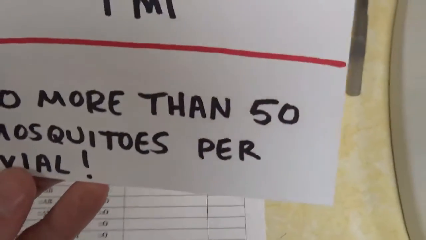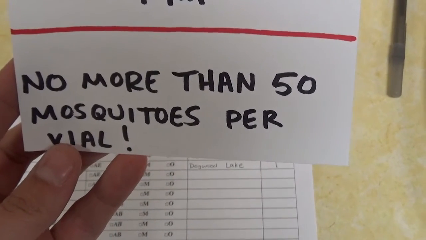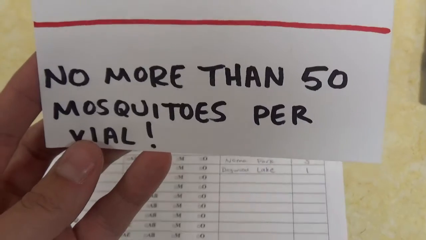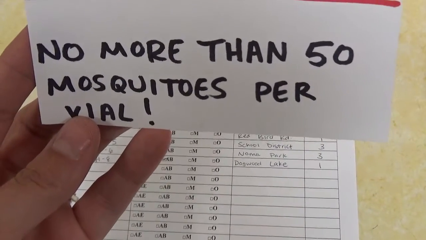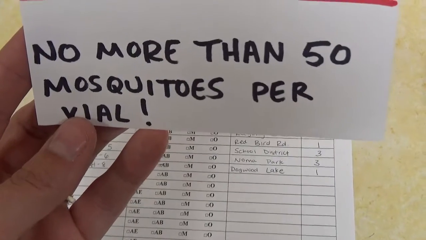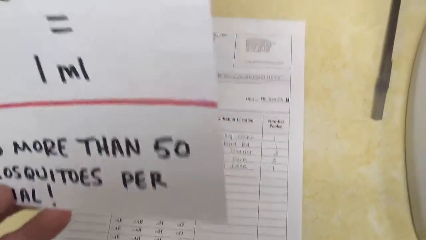So here's a little reminder here, no more than 50 mosquitoes per vial. So if you have 51 mosquitoes in a site, you'll have to put 1 in a different vial, or you could split them up, but just make sure there's never any more than 50 mosquitoes per vial.